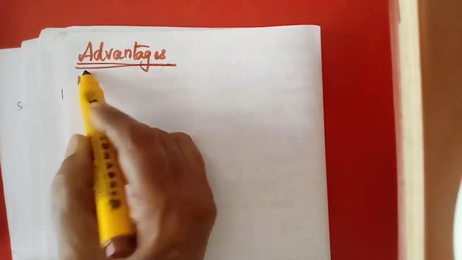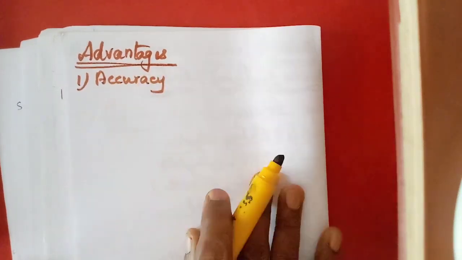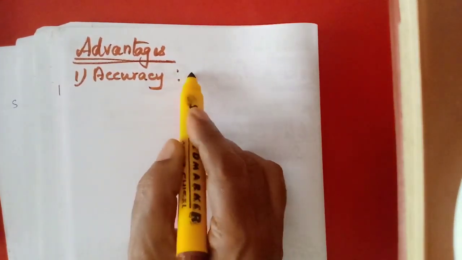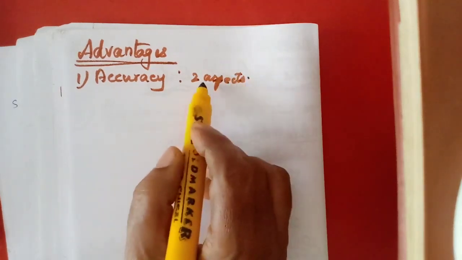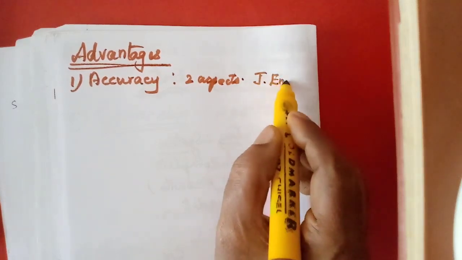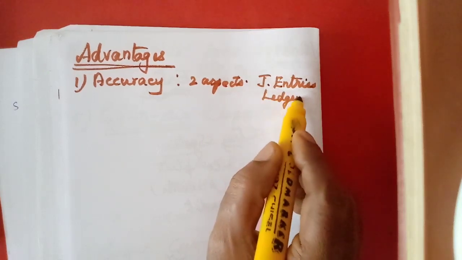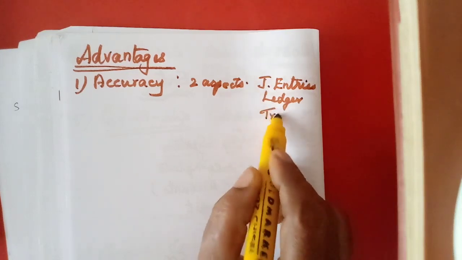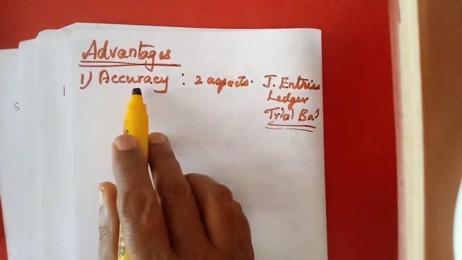Here, accuracy will be there. Accuracy means correctness. Why? Because in this system there are two aspects. So we first prepare journal entries, and we post them in the ledger. Next step, from the ledger we prepare the trial balance. Here we can check the arithmetical accuracy.